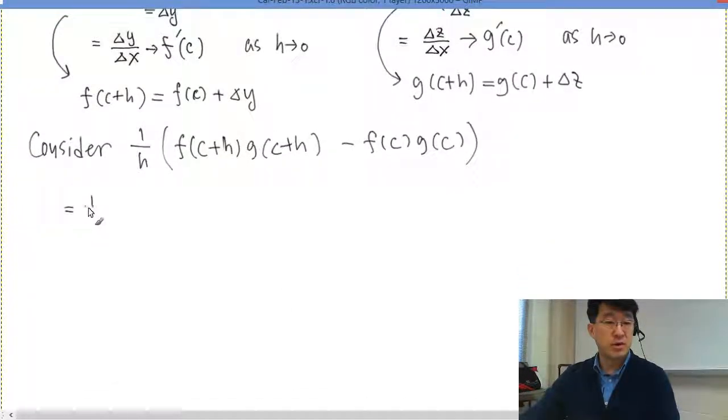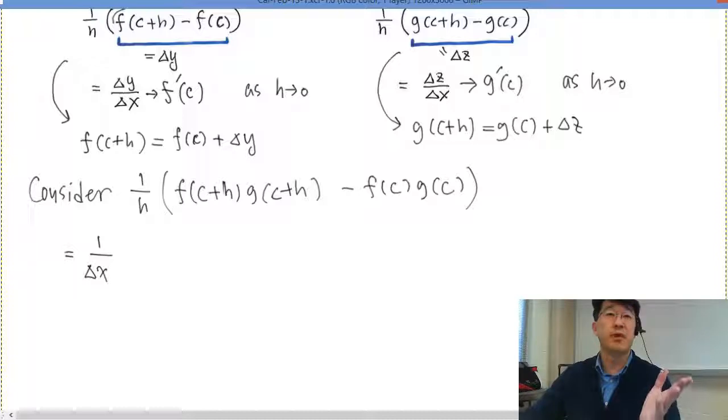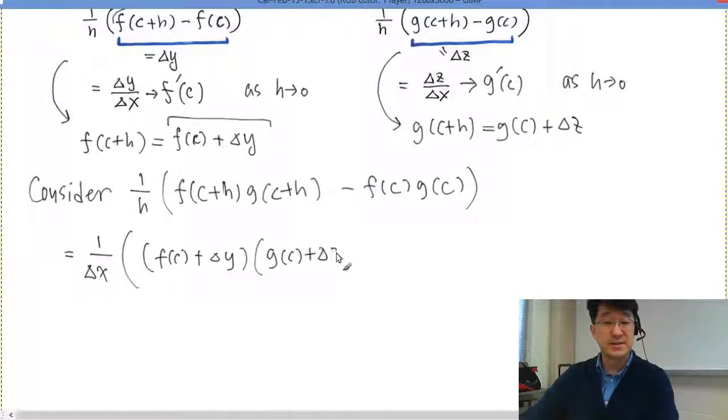All right. 1 over h. Instead of h, I'm going to change it to 1 over delta x. Is that okay? We have a new name for that h now. It's called delta x. Just a new name. So what is it that we just said? f of c plus h is replaced by f of c plus delta y. How about g of c plus h? It's replaced by g of c plus delta z. Isn't that right? Minus f of c times g of c, correct?